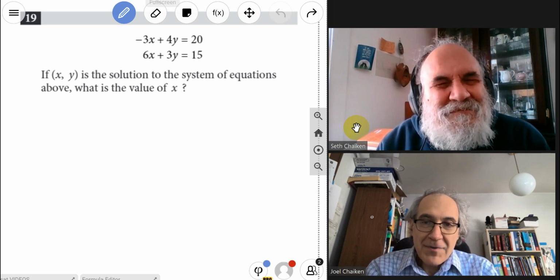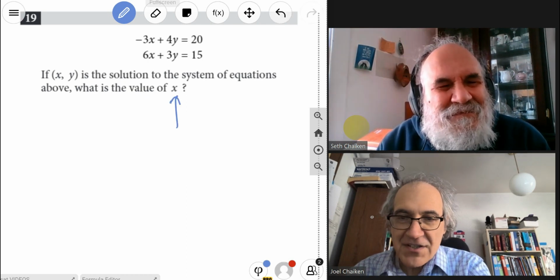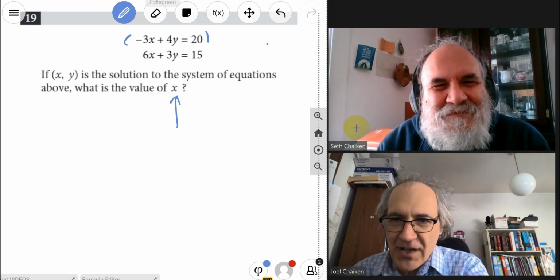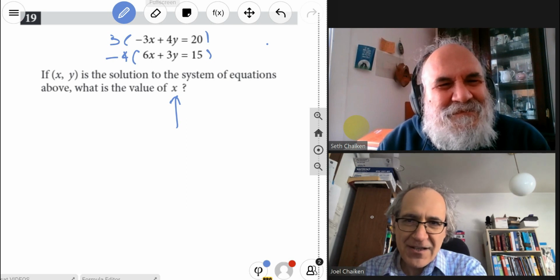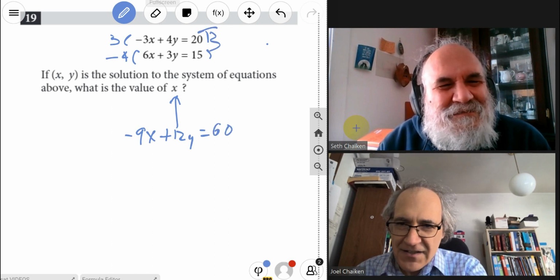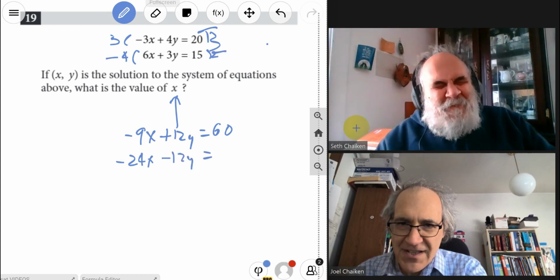So probably the most normal way of doing this is first you look and you only care about the X value. So it'd be well worth your while to eliminate the Y. To eliminate the Y, you multiply this equation by 3. And watch what I'm going to do here. I'm going to multiply this equation by -4 because I like to add things. I don't like to subtract things. So that's negative 9x plus 12y is equal to, don't forget this, 60. I always forget this. And then this is negative 24x minus 12y is equal to 60 also.